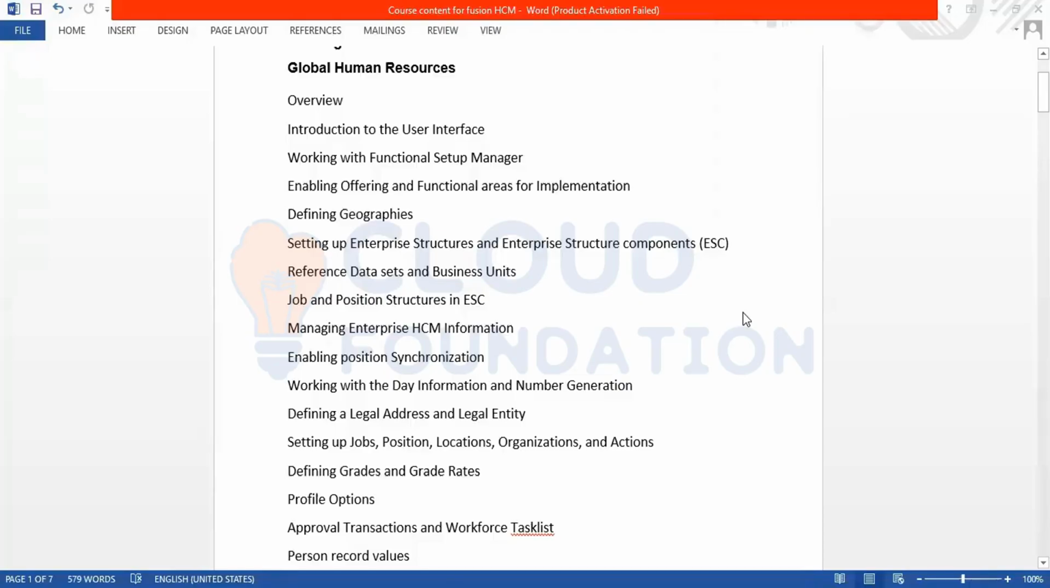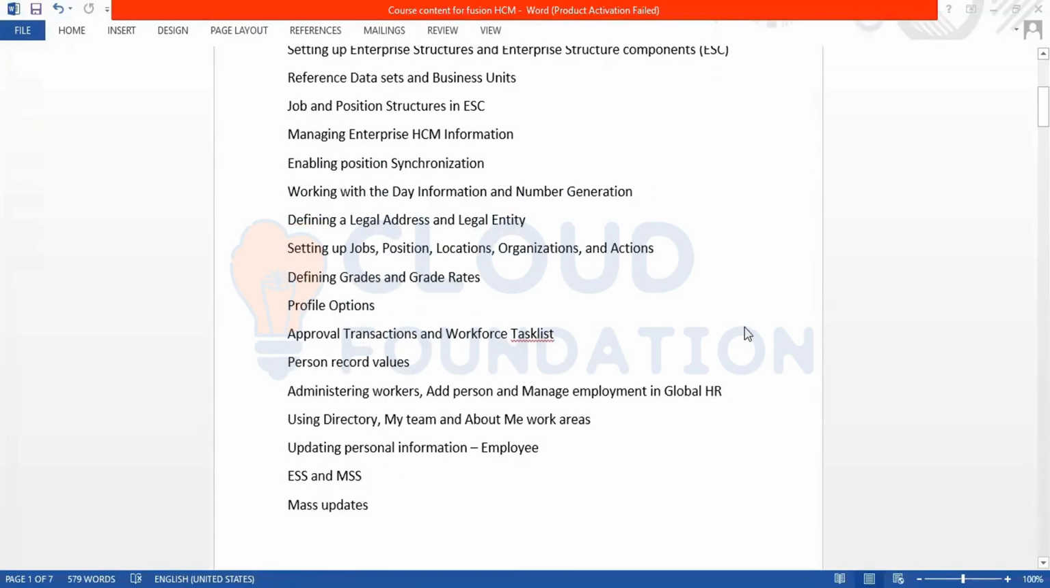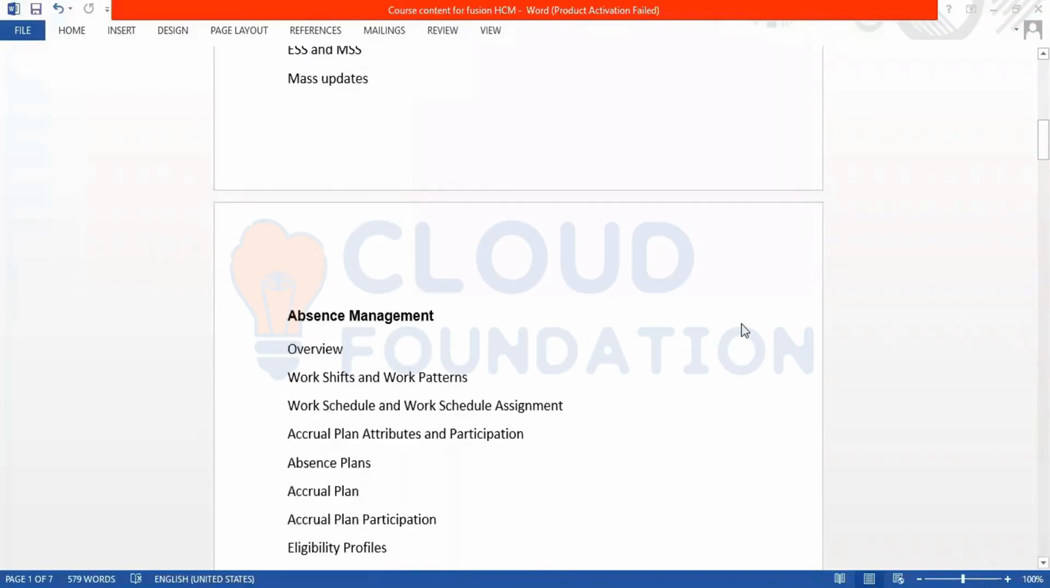When we are talking about a Fusion application, we have the concept called Global HR. In Global HR, we are going to talk about the User Interface, Functional Setup Manager. What is geographies? What is Enterprise Structure Configurator? What are reference data sets? What is Enterprise HCM information? Enabled position synchronization. What is legal entity, legal address? And grades, grade rates. And employee rating, ESS, MSS. That is employee self-service, manager self-service.